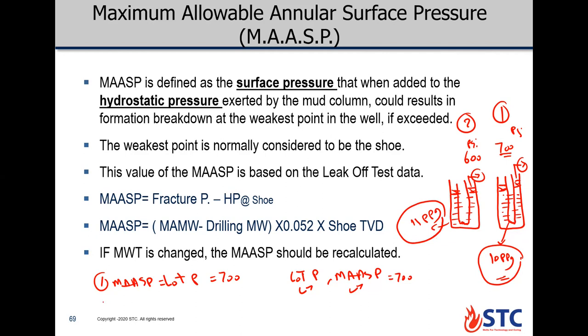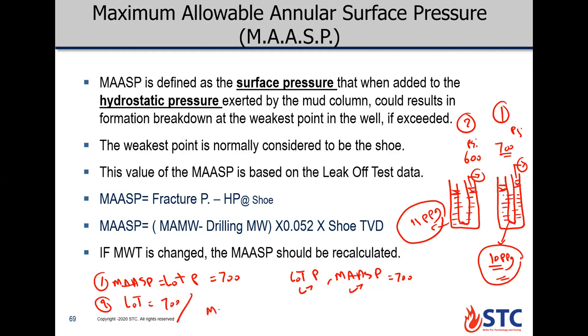So for case number two, do you think leak-off test pressure is changed or the same? Are leak-off test pressure and MASP both the same, or is there a difference for case number two? Values are changed, but leak-off test and MASP are the same. Yes, you're right. So here, leak-off test pressure is the same, because we conducted it with mud weight at the test 10 ppg. So here, leak-off test pressure is 700. No change for it.